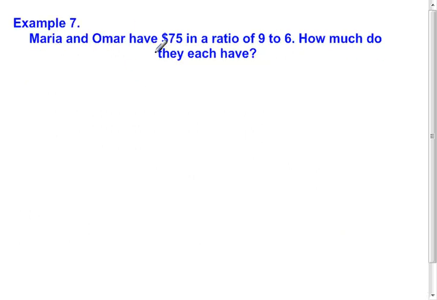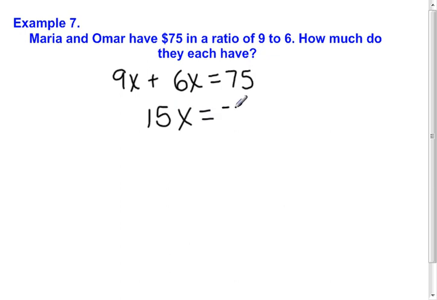Alright, Maria and Omar have $75 in a ratio of 9 to 6. How much do they each have? Okay, so we're thinking 9x plus 6x. If we add up their money, we should get $75. 9x plus 6x, 15x equals 75. Divide by 15. So x equals 5.